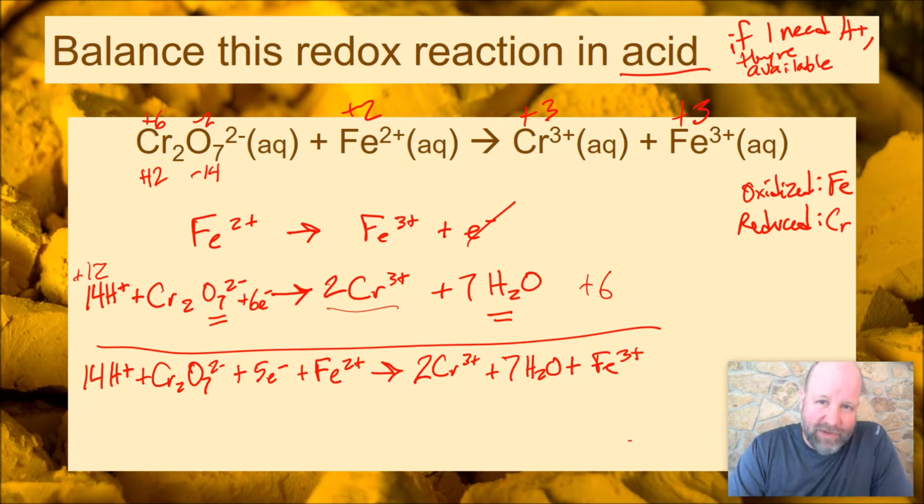Good idea to double check the total charges. I got 14 positives plus 7 negatives, so that's 7 positives, plus 2 more positives, so that's 9 positives. Here's 6 positives plus 3 more, that's also 9 positives, so the charges balance. We're all done with this.